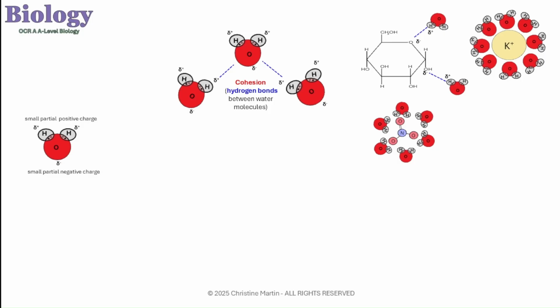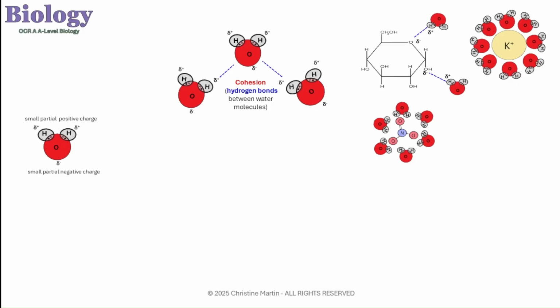The polarity of water also allows it to interact with ions surrounding them. So the delta negative oxygen atoms of water will surround cations, while the delta positive hydrogen atoms are attracted to anions, and what they form is what's known as a hydration shell. So this stabilizes the ions in solution and explains why many salts will dissolve readily in water.